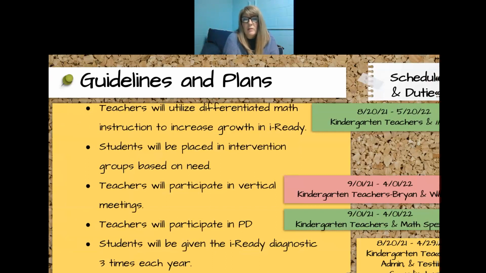So the guidelines and plans that I have specified would be, first of all, we need to utilize differentiated math instruction so that we can see growth in iReady. Students will be placed in intervention groups, like I discussed before, in order to meet these goals. Teachers will also participate in vertical meetings and PD as well. And students will be given the iReady diagnostic 3 times a year in the fall, the winter, and the spring. I have laid out a schedule, and the teachers and administrators that are responsible for helping with these different guidelines and plans.